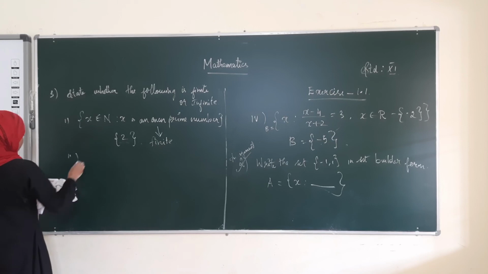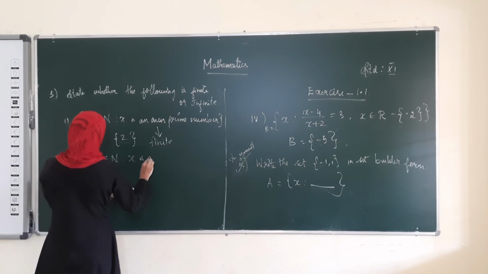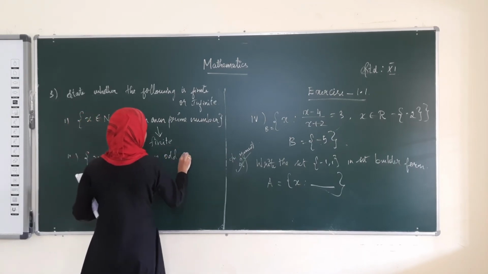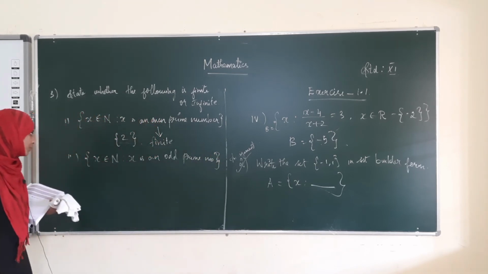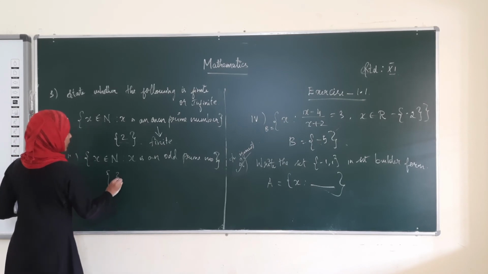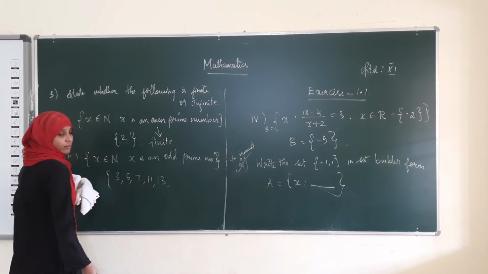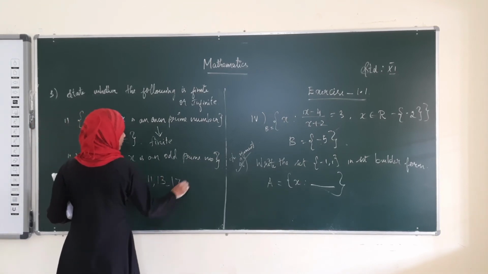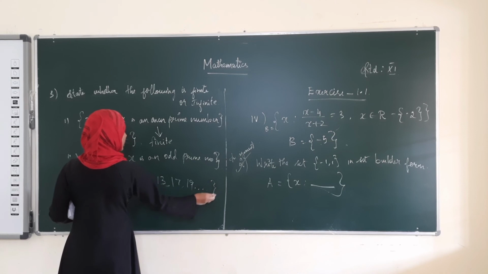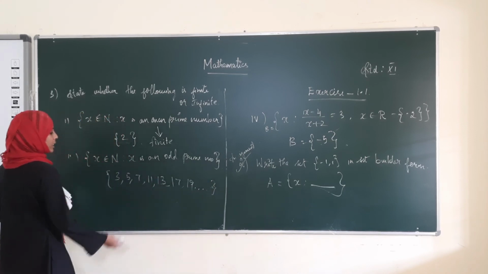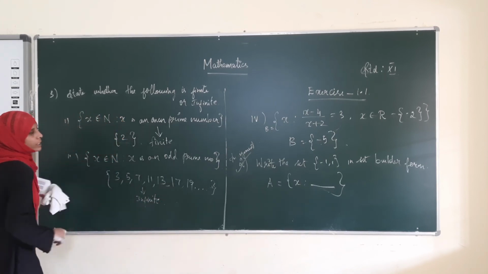See the second one. x belongs to N such that x is an odd prime number. Is that finite? See what are the odd prime numbers? 3, 5, 7, 11, 13, 17, 19. Okay, it goes on like this. There is no end. It goes on till infinity. Therefore, this is infinite. We cannot say the number of elements. Therefore, the second one is infinite.